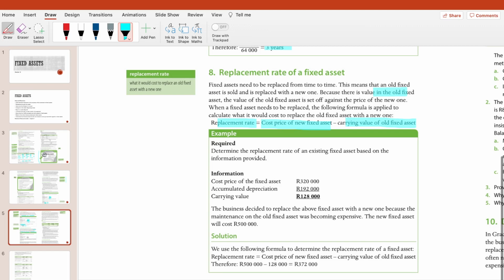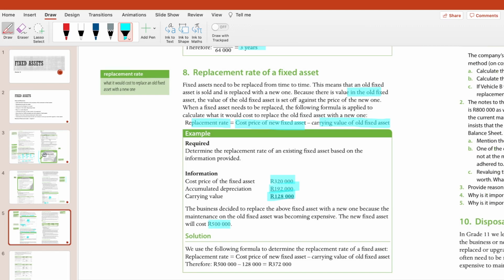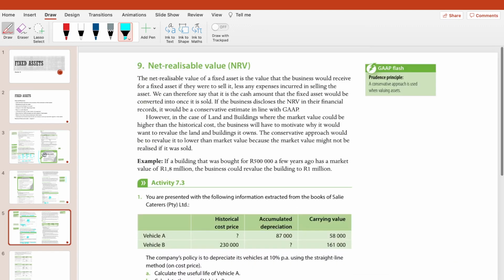So we have the cost price again, 320,000, the accumulated depreciation 192,000, and the carrying value is then 128,000. The business decides to replace the above fixed asset with a new one because the maintenance on the old fixed asset is too expensive, and the new asset will cost 500,000. So what will they do? They will use the replacement rate, which is the cost price of the new asset minus the carrying value of the old one, that is 500,000 minus the carrying value 128,000. So the replacement rate is then 372,000. Also quite a lot of theory in here.